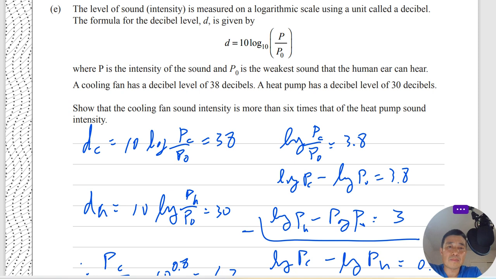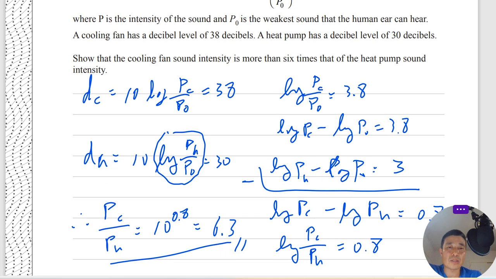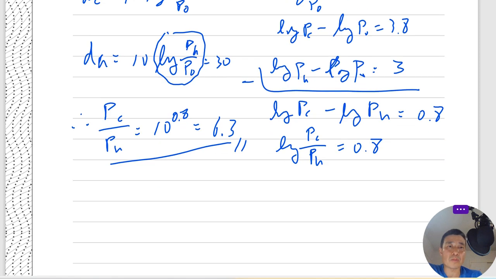So I can say log P_H minus log P naught equals 3, right? By the way, did you know that is actually log P_H over P naught, that is log P_H minus log P naught? So that's one of the log properties. So this is like solving simultaneous equations, isn't it? When you take away, you get log P_C take away log P_H. Log P naught is eliminated. So 3.8 minus 3 is 0.8.